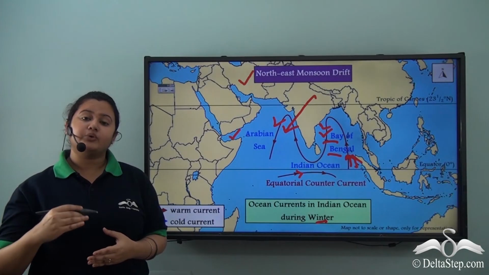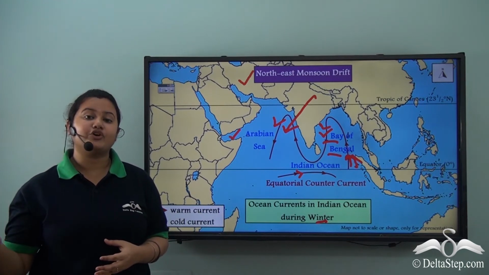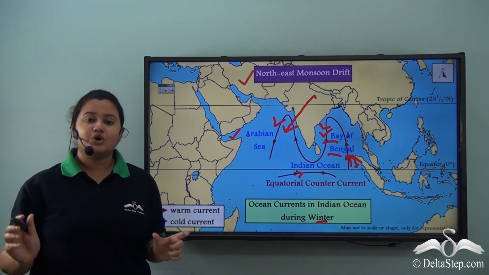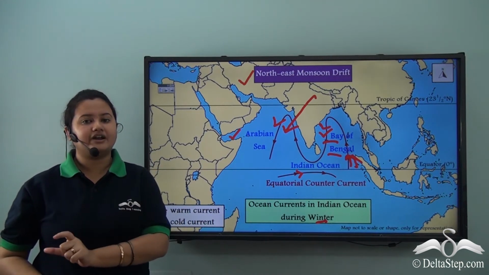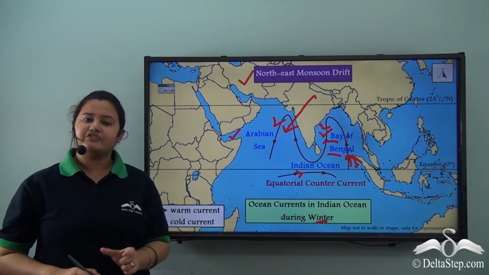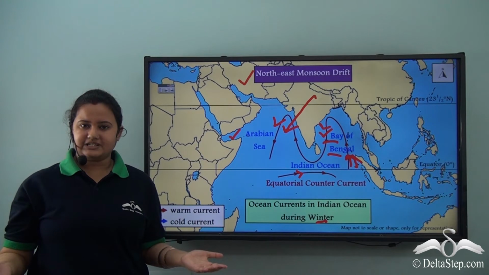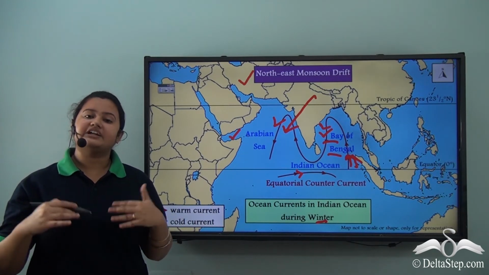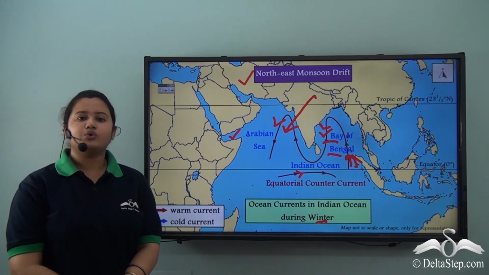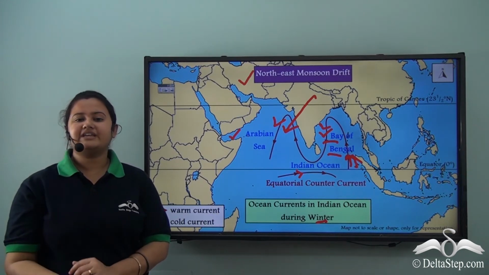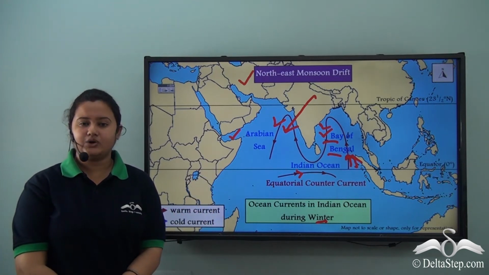In summer, they are flowing from the southwest direction, whereas during winter, they are flowing from the northeast direction. So, this phenomenon of change in the direction of ocean currents is called seasonal reversal of ocean currents. That is, due to change of seasons, the movement or the direction of ocean currents also changes, and therefore we do not see any clockwise movement of ocean currents in the northern half of the Indian Ocean.